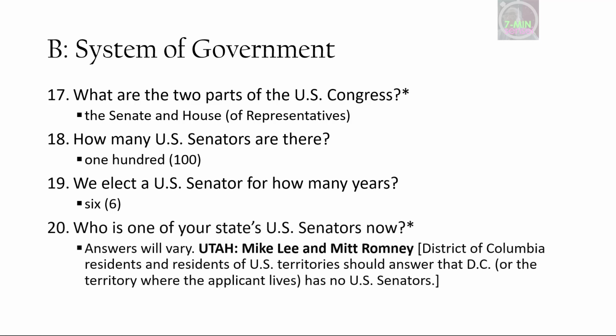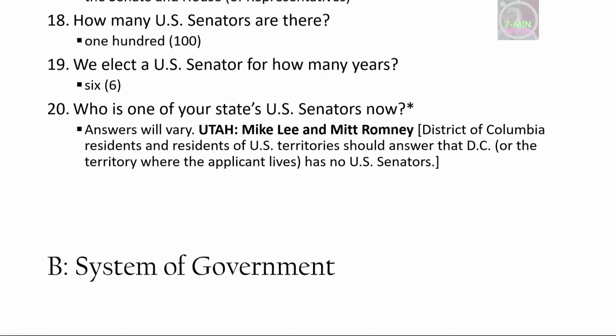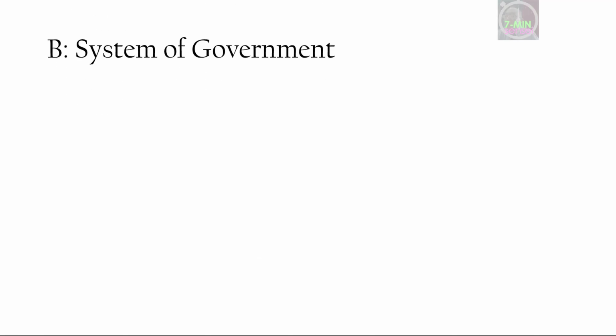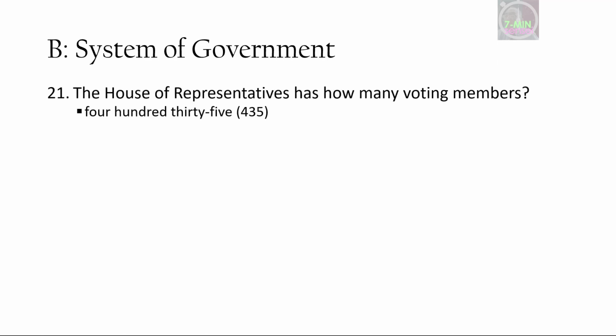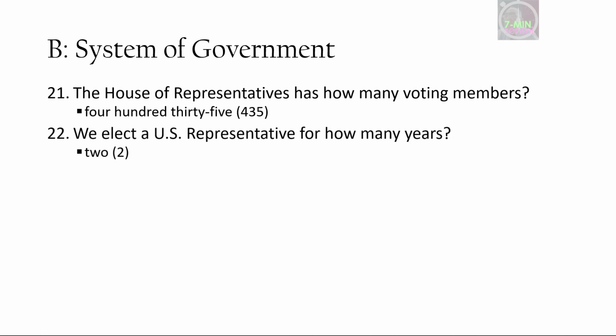District of Columbia residents and residents of U.S. territories should answer that D.C., or the territory where the applicant lives, has no U.S. senators. B. System of government. The House of Representatives has how many voting members? 435. We elect a U.S. representative for how many years?